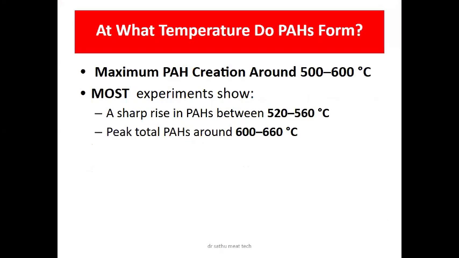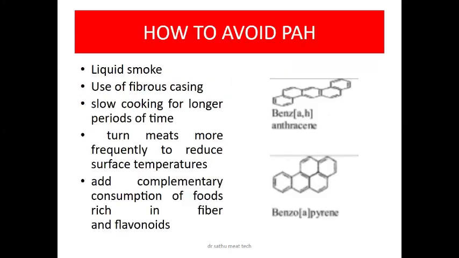At what temperature are the polycyclic aromatic hydrocarbons formed maximum? That's what I told: if the temperature is above 500 degrees C, the polycyclic aromatic hydrocarbons will start to form. Many research papers show that there is a sharp rise in polycyclic aromatic hydrocarbons between 520 and 560 degrees centigrade. So around 600 to 660, the peak amount of polycyclic aromatic hydrocarbons is seen.